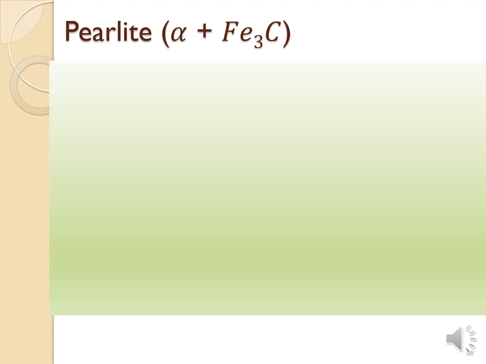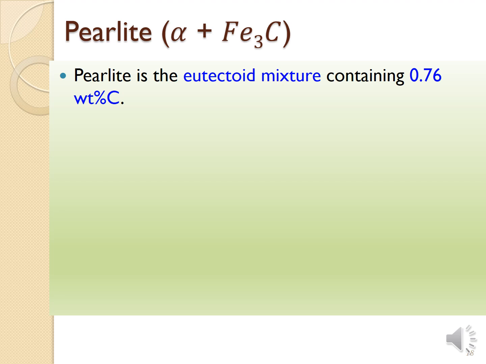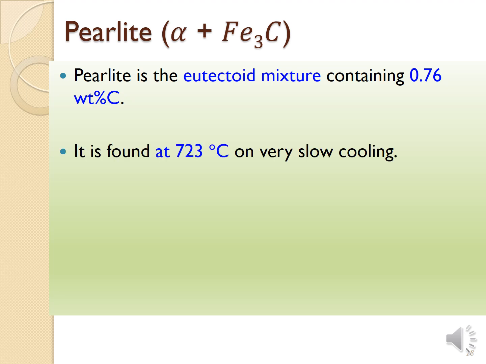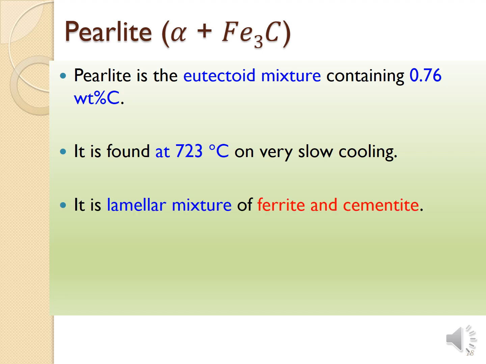Pearlite, the alternate layers of alpha phase and cementite, is the eutectoid mixture containing 0.76% of carbon, and it is found at 723 degrees Celsius on very slow cooling. So it's an equilibrium structure, and it is a lamellar mixture of ferrite and cementite.